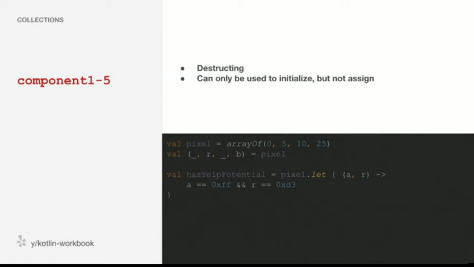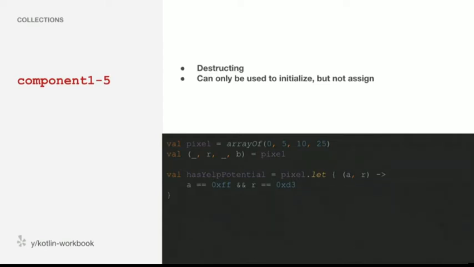There are also 5 component functions. They're called component 1, 2, 3, 4, 5, and they're used for destructuring. Destructuring is an operation in Kotlin where you can assign a destructible object to multiple other objects.